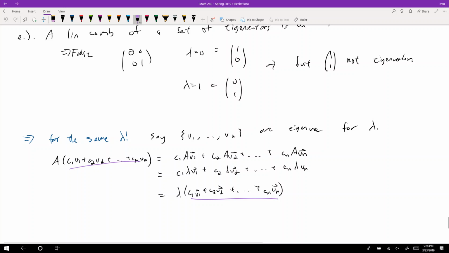Okay, that's E. F: if a matrix has a repeated eigenvalue, then it's defective. False. Take a diagonal matrix, the identity matrix, with 1, 1 on the diagonal. Lambda is equal to 1 with multiplicity 2, but it's not defective.